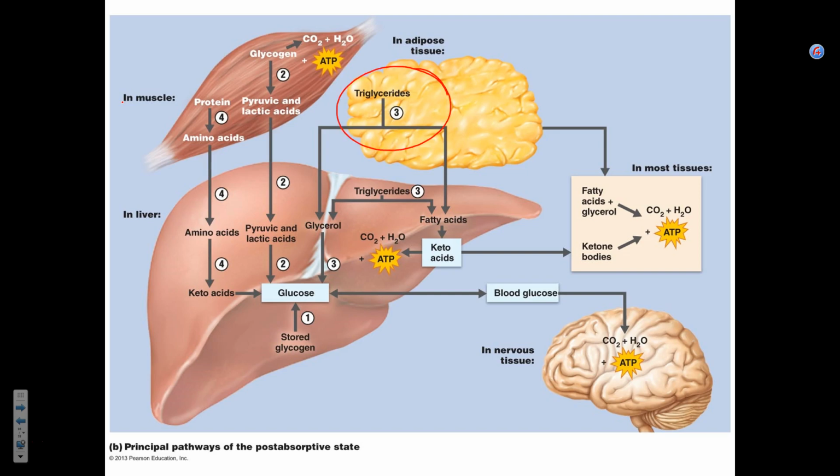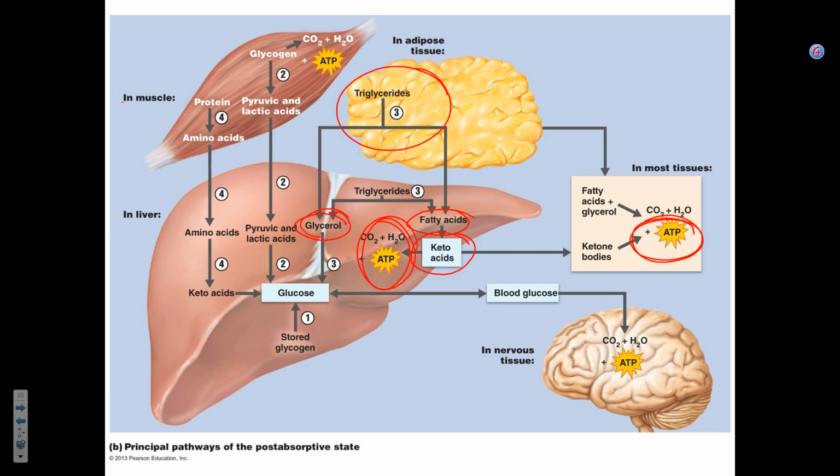Triglycerides from the adipose tissue will be broken down to glycerol and fatty acids. Fatty acids can be converted to keto acids, and ketones, or keto acids, can be either used as the energy source or be converted to the ketone bodies, also used as the energy source.